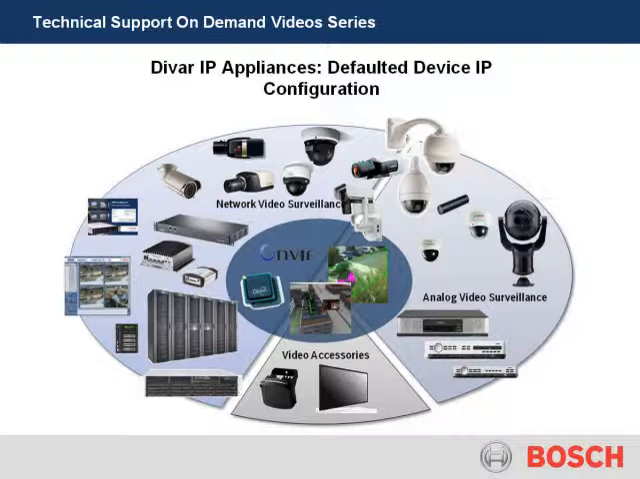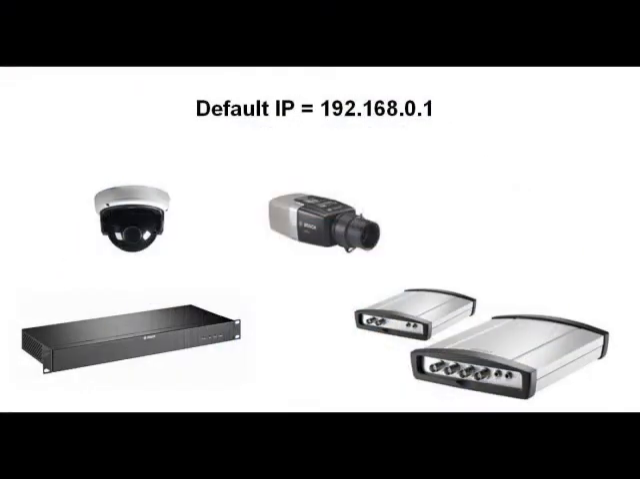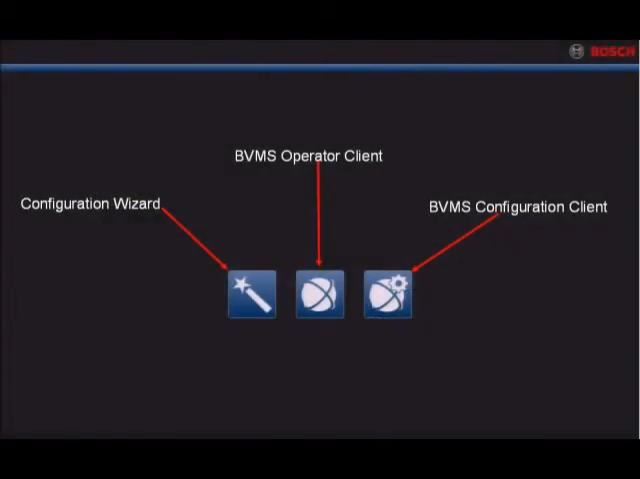DIVAR IP appliances, defaulted device IP configuration. If deploying new Bosch video devices in a non-DHCP environment, all devices will be configured with their factory default IP address of 192.168.0.1. Initial configuration using the configuration wizard is not possible. You will have to use BVMS Configuration Client to configure static IP addresses to all of your new Bosch IP cameras and encoders.